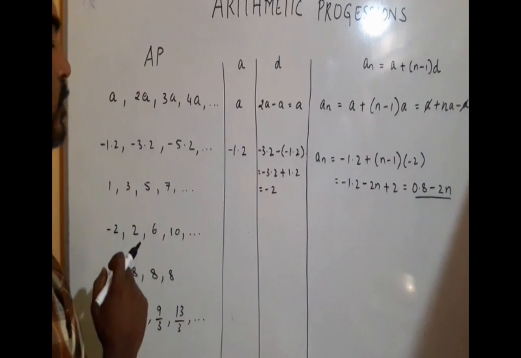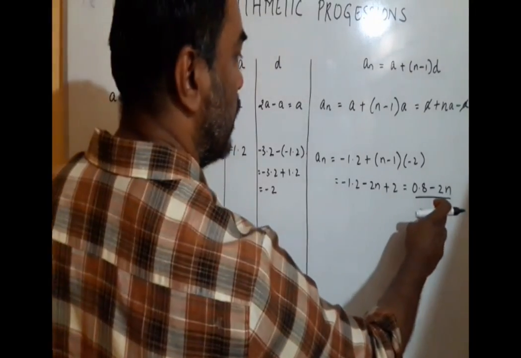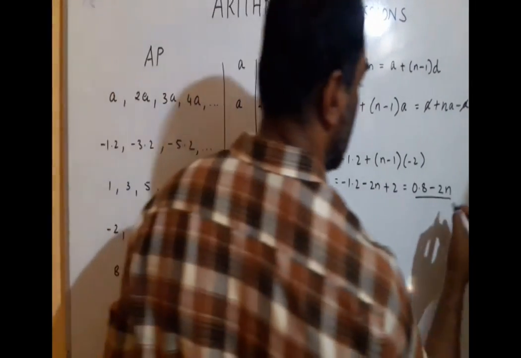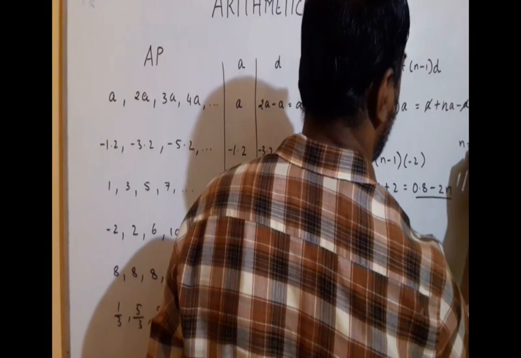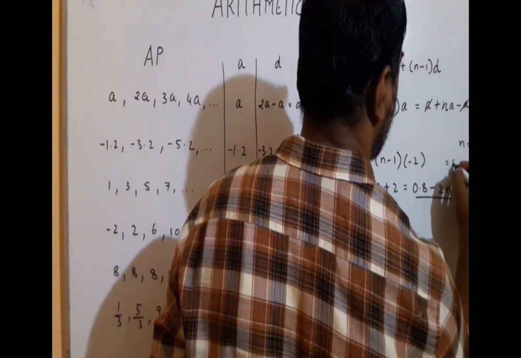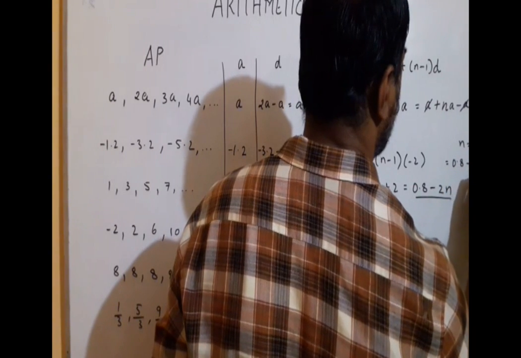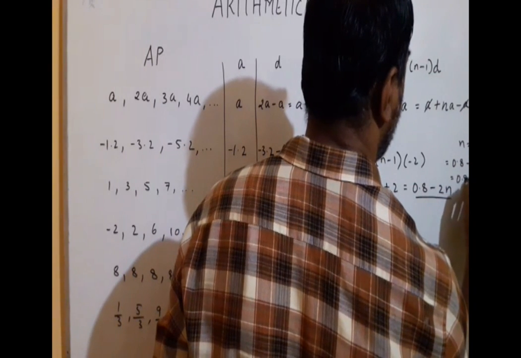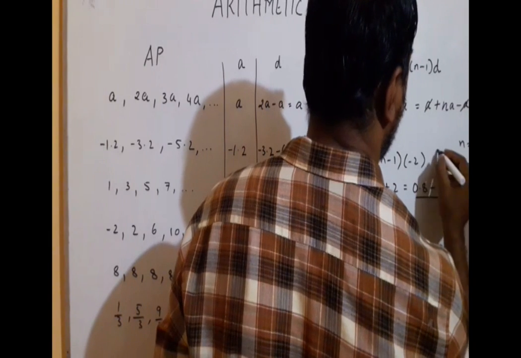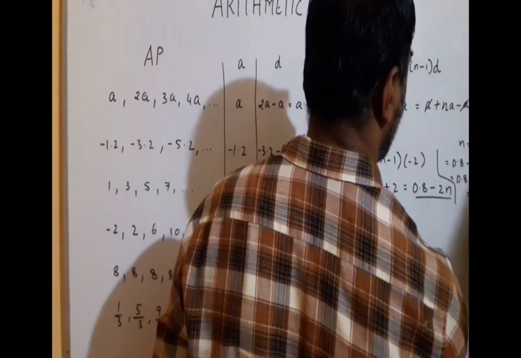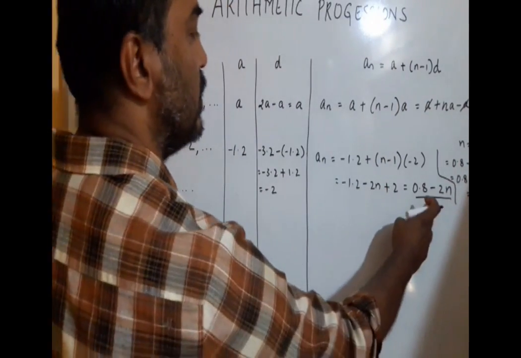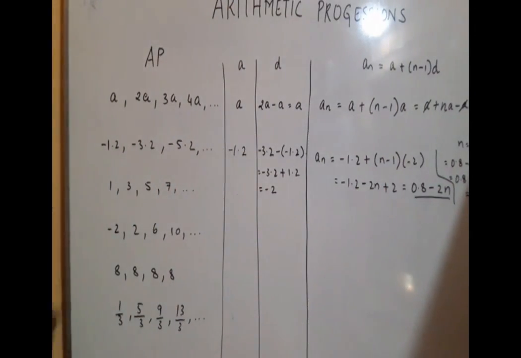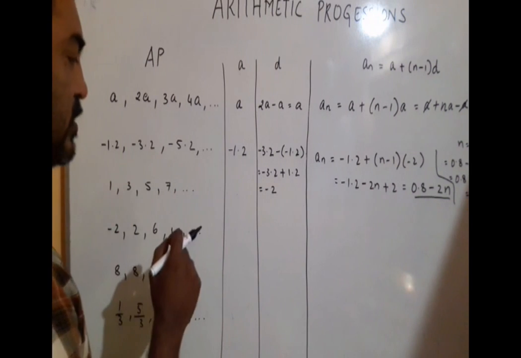Now let us check. Putting n equal to 1, we have 2 ones are 2. So we have 0.8 minus 2 into 1, equal to 0.8 minus 2, and we get minus 1.2. So this has become the general formula for this sequence. Now there are 4 more sequences on the board and we have to proceed in the same manner. So we'll take some time and we'll finish this too.